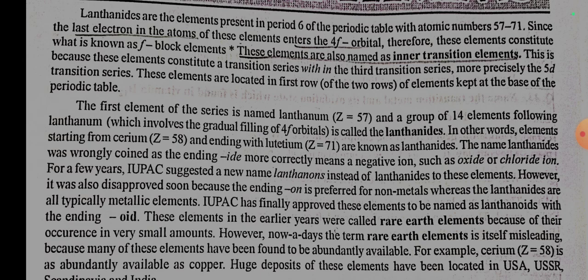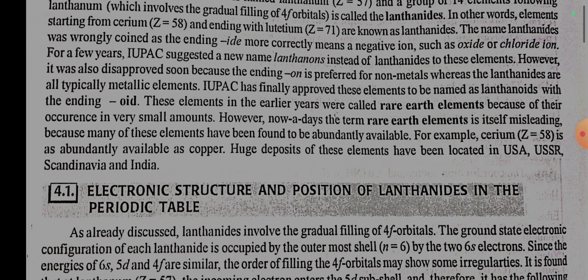These elements in the earlier years were called rare earth elements because of their occurrence in very small amounts. However, nowadays the term rare earth elements is itself misleading because many of these elements have been found to be abundantly available. For example, cerium, Z equals 58, is as abundantly available as copper. Huge deposits of these elements have been located in USA, USSR, Scandinavia and India.